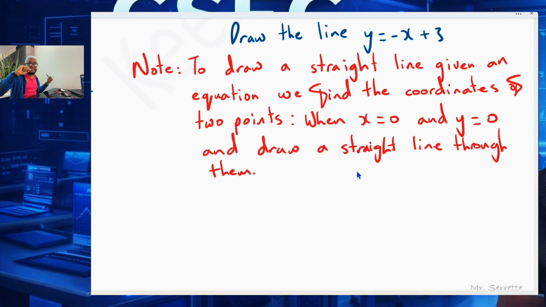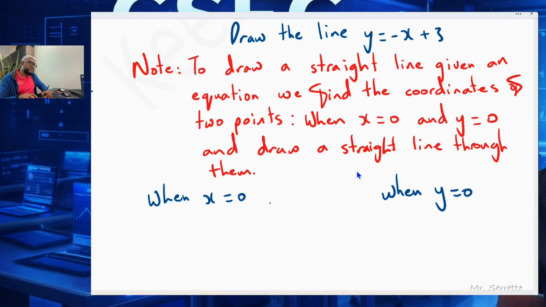So that means that I'm going to read out this note because I didn't read it for the recording, right? To draw a straight line given an equation, we find the coordinates of 2 points, namely when x is 0 and when y is 0, and draw a straight line through them, right? So I'm going to do on this side when x is equal to 0 and on the other side when y is equal to 0.